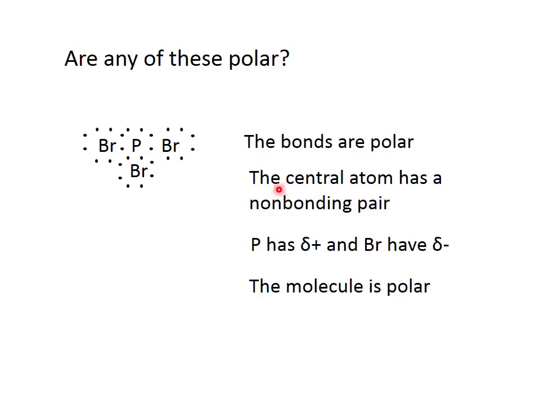But let's go ahead and look at it the easy way. The easy way, we look at the central atom and we say, is there a non-bonding pair? There is right here. Then I say, okay, there's a non-bonding pair, so it is a polar molecule. Notice the atoms on the outside are all the same, but that doesn't matter. As soon as you have a non-bonding pair on that central atom, it will be a polar molecule.